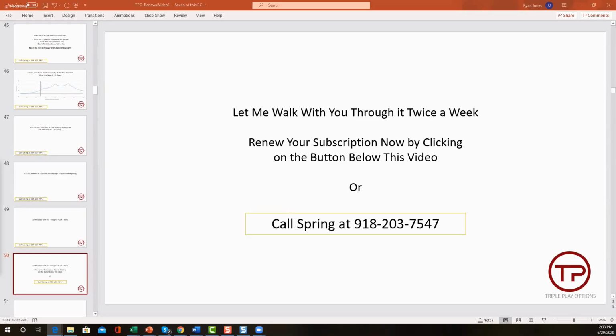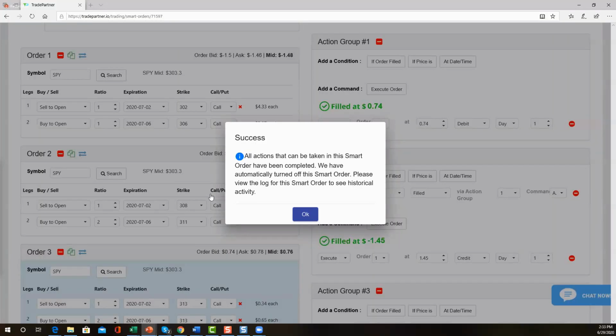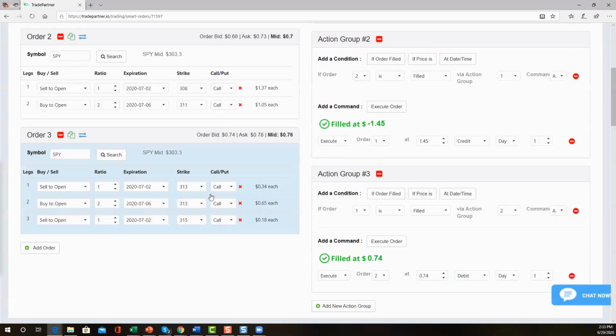So you're at a credit or you're at a no cost, and I was just filled on the 145 put spread, not put spread, credit spread. I was just filled on the 145 and again filled on the 74. So I just got filled on all of these.